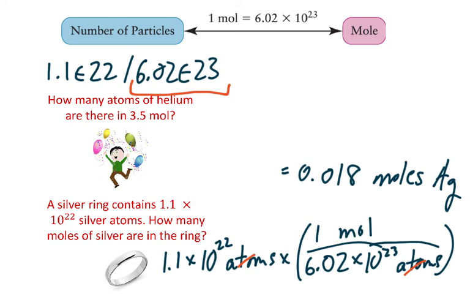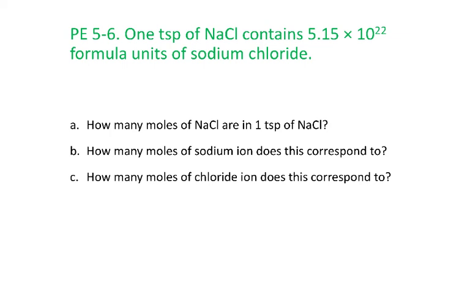Okay, let's do one more example. 1 teaspoon of NaCl, also known as sodium chloride or table salt, contains 5.15 times 10 to the 22 formula units of sodium chloride. Now this is an ion, so we talk about formula units. 3 parts to this question. How many moles of sodium chloride are there in 1 teaspoon of sodium chloride? So go ahead and pause it and answer for yourself.